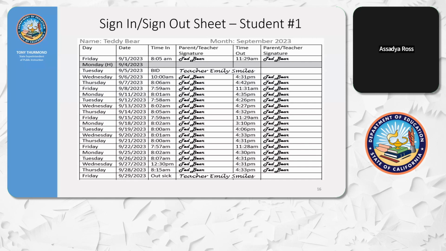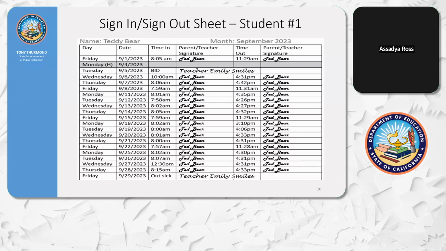When looking at the sign-in and sign-out sheet, you want to verify that full signatures are being used, which they are. You also want to verify that actual times are being used. So you'll see that the child is being reported as signed in at 8:05 or 7:59 and 8:01, which is completely accurate. And this is what we should see on the sign-in and sign-out sheet. You want to use the actual times.